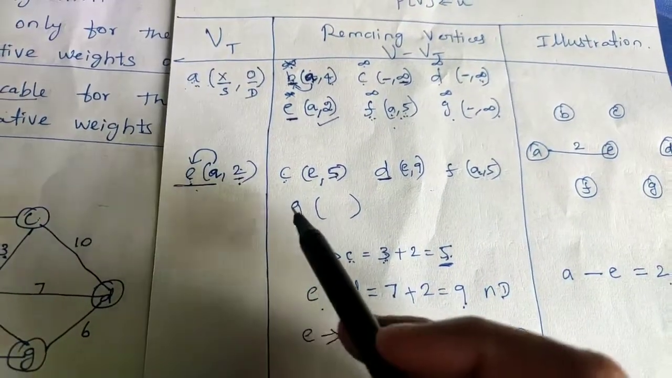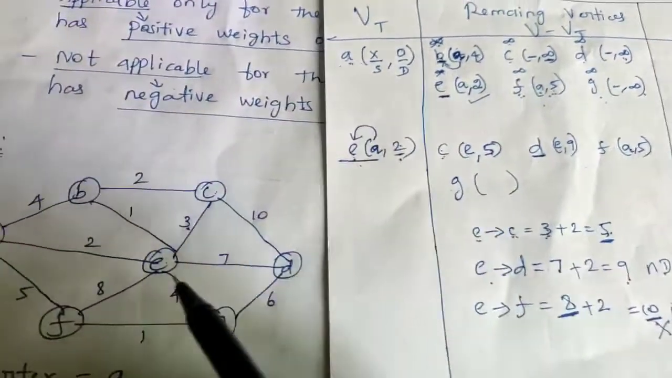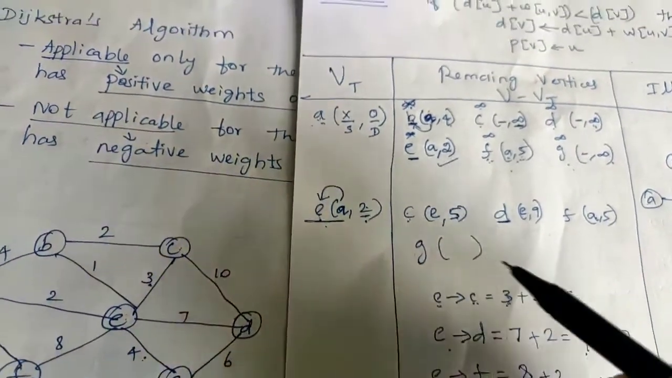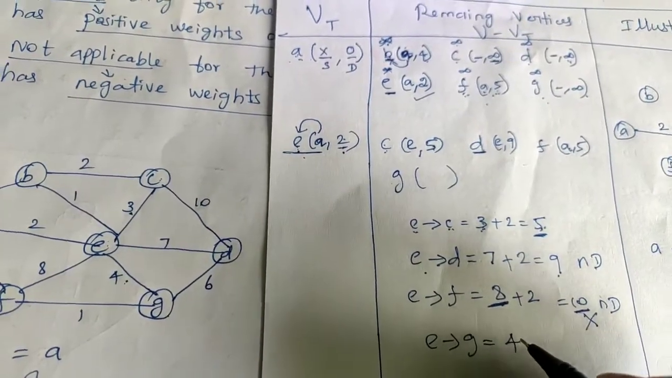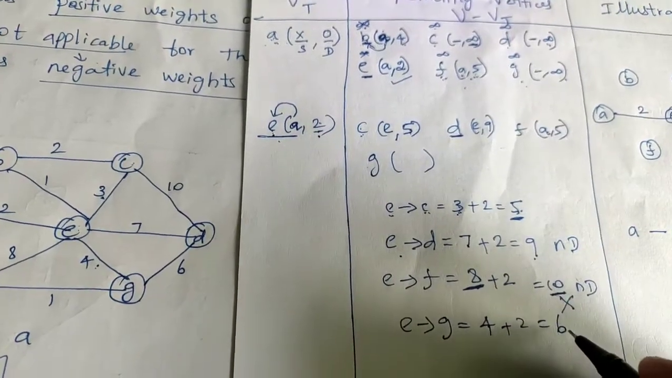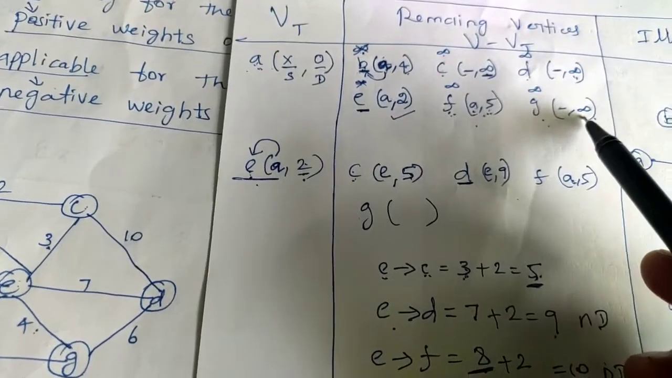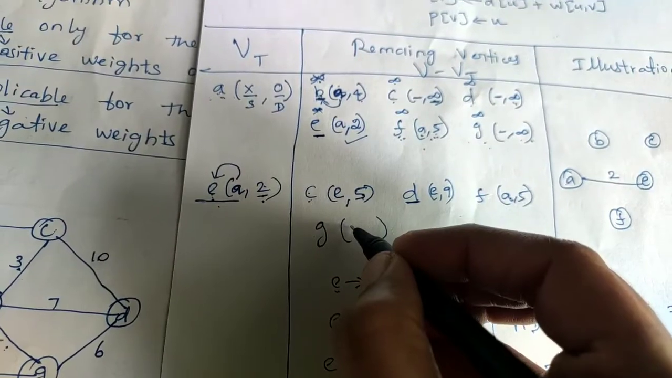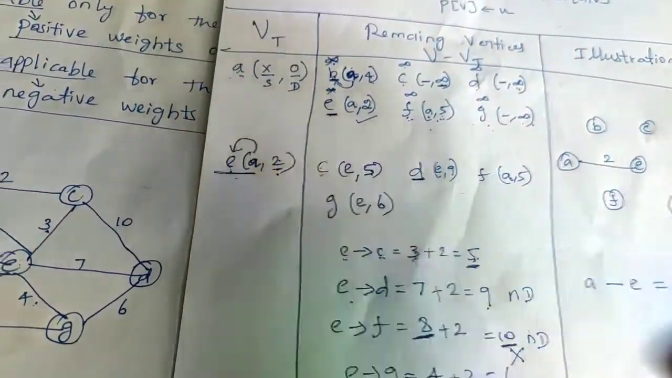Now let us see for E to G. It has not yet been visited from any vertex. Let us check for E to G. E to G, I have a direct path with a distance 4. 4 plus this 2 will be 6. So 6 is less than the existing distance infinity of the G vertex. So I can update G can be visited from E with the distance 6. Right?